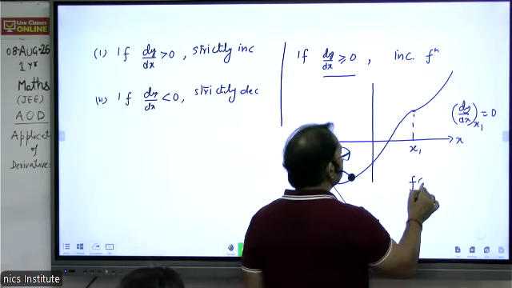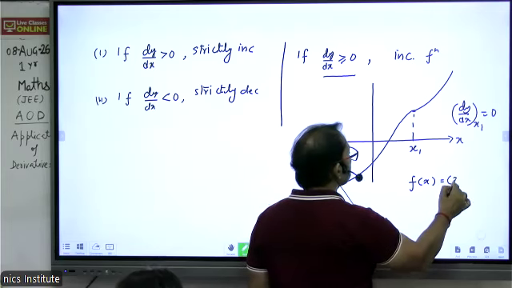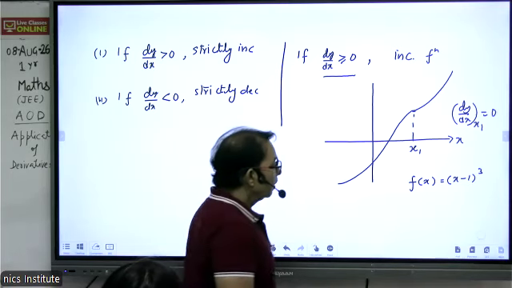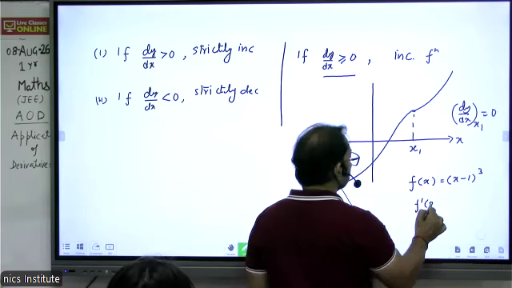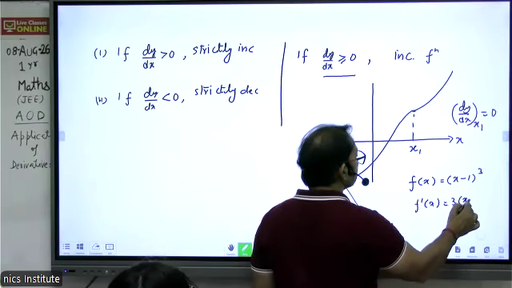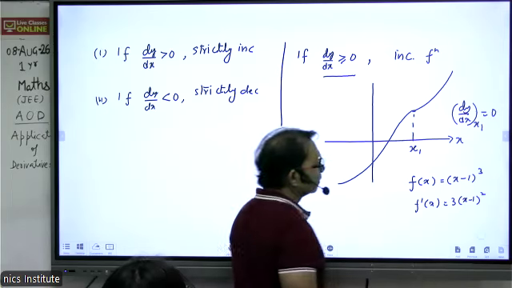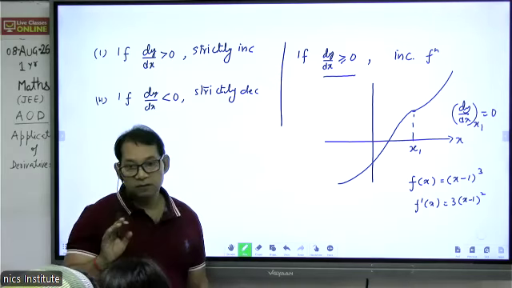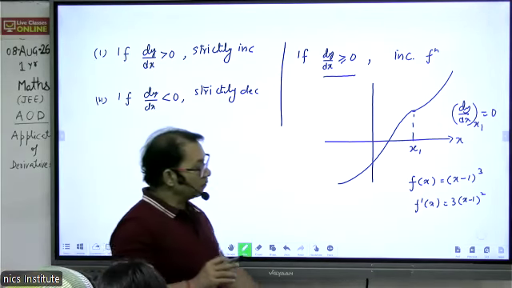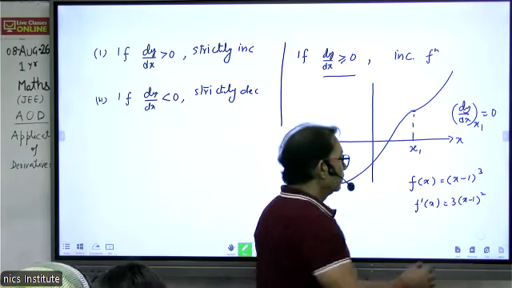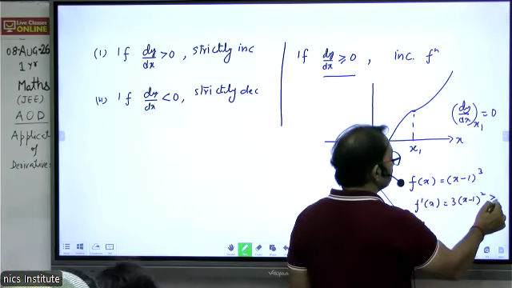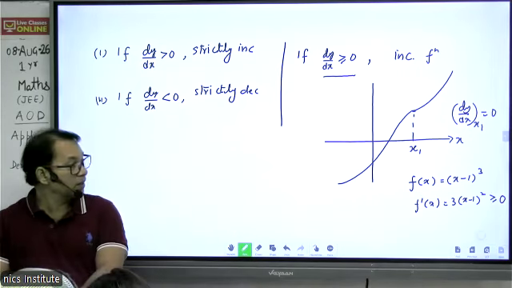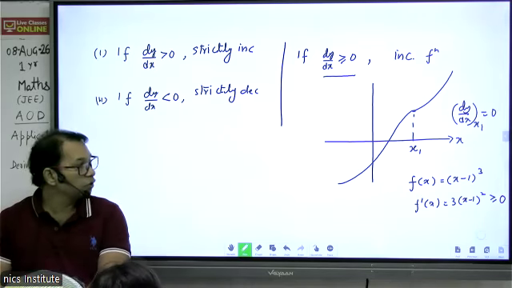If you have a function f of x is equal to (x minus 1) whole cube, and I differentiate this, your answer would be 3(x minus 1) whole square. Now this derivative can be 0 also. At x equal to 1 it will be 0. But otherwise it will always be positive because it's a perfect square. So this is greater than or equal to 0. It is not a strictly increasing function on R. It is an increasing function on R.